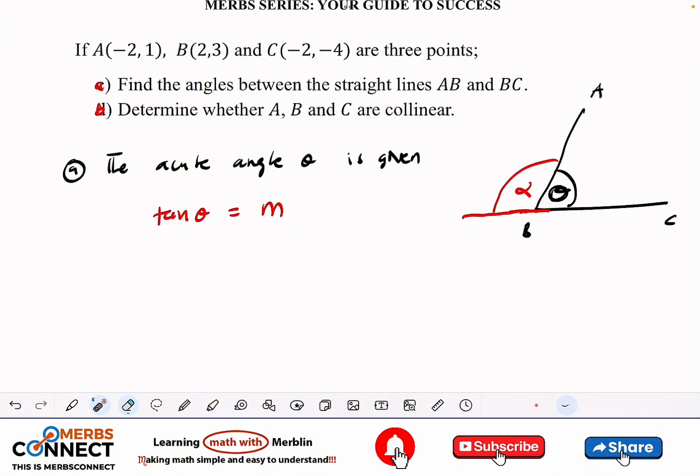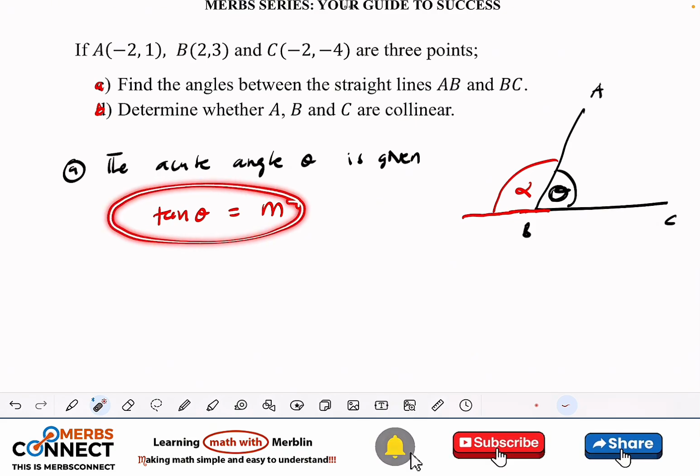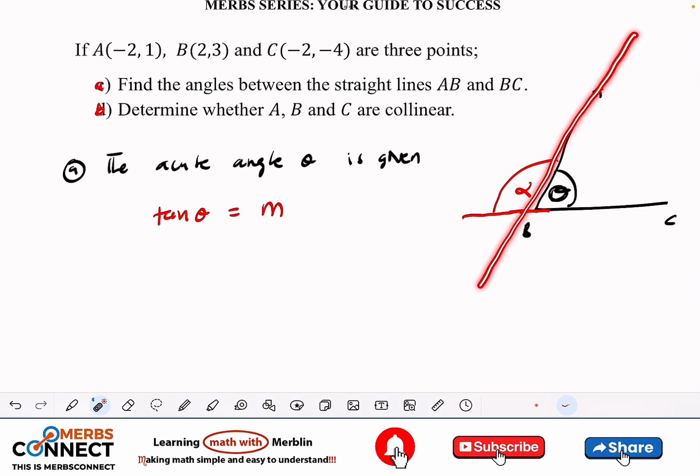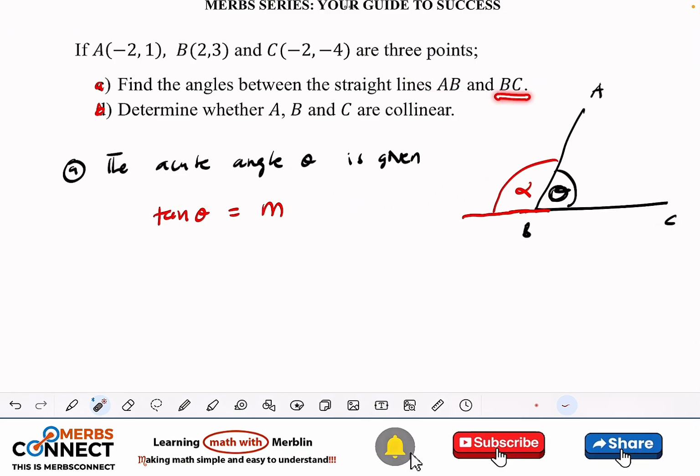So let's do that. Anytime you want to use this slope formula, it is when you have just a single line. But here we have line AB and line BC, so it means we cannot use one slope to solve it. This is going to transform. We are going to use the tan property to do that.